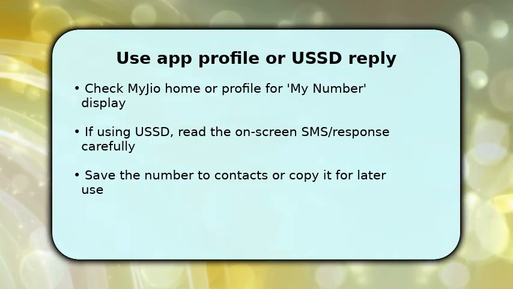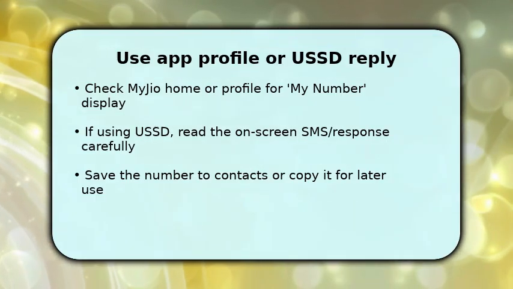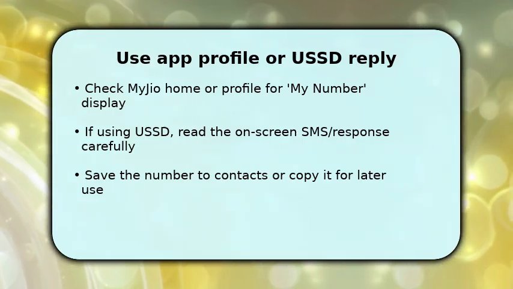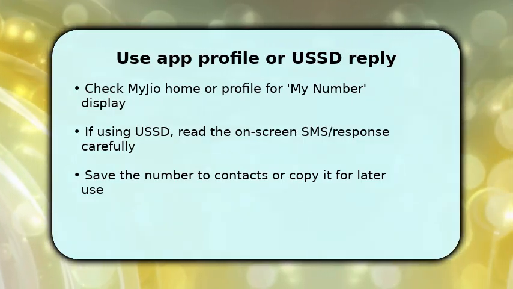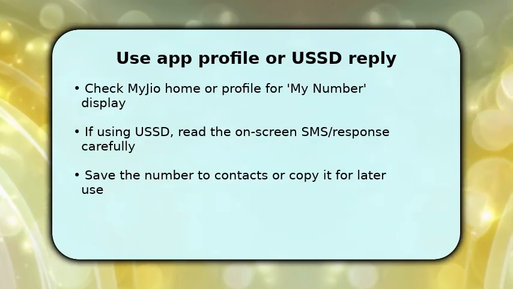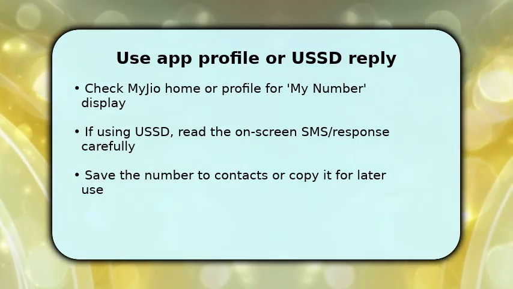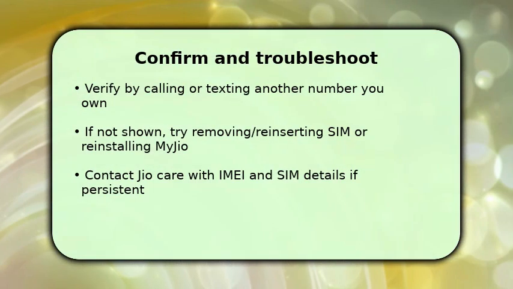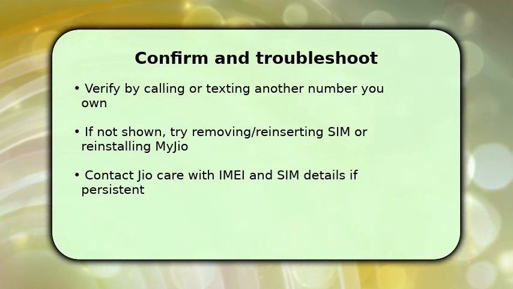Once you have the number, tap to save it into contacts and label it clearly. This prevents future searches and makes sharing or verification with services quick and error-free. Finish by confirming the number works. Call or text a friend, or use a secondary phone to verify caller ID.